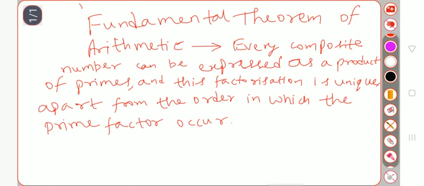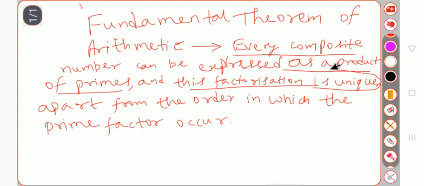What is it saying? Every composite number can be expressed as a product of primes. This is important. Any composite number can be expressed as a product of primes, and this factorization is unique. Unique means it will be only one type. For any number it will be unique apart from the order in which the prime factors occur. Order doesn't matter. Any one can be left, any one can be right. Okay, so I will explain it with one example, then it will be very clear.